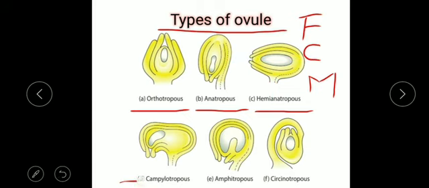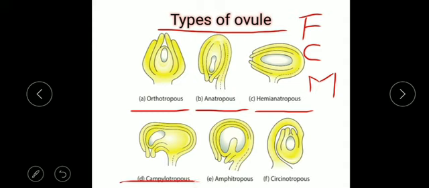And next is campylotropous. Campylotropous is again very easy to remember because you can see this is a part where the integument or the body of the ovule has been curved. It has curved completely, okay? So such an ovule is called campylotropous.